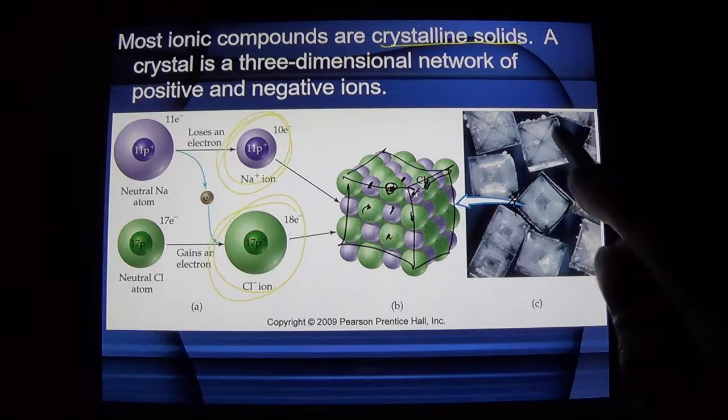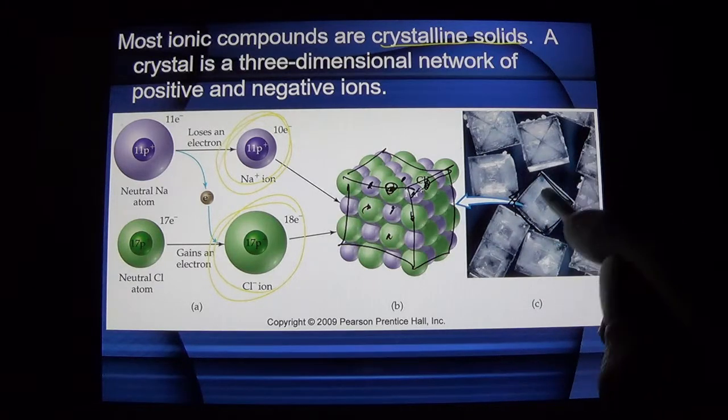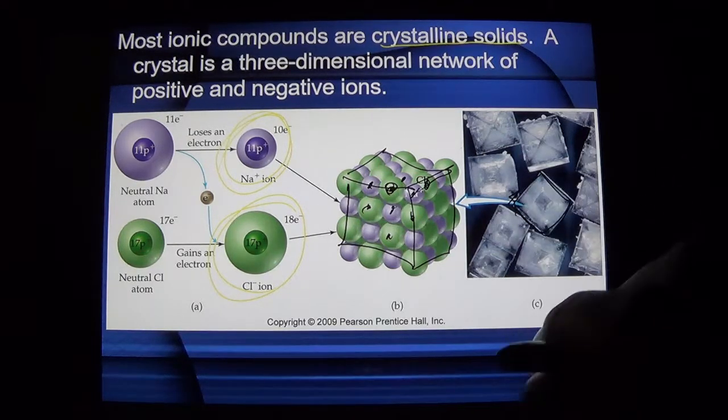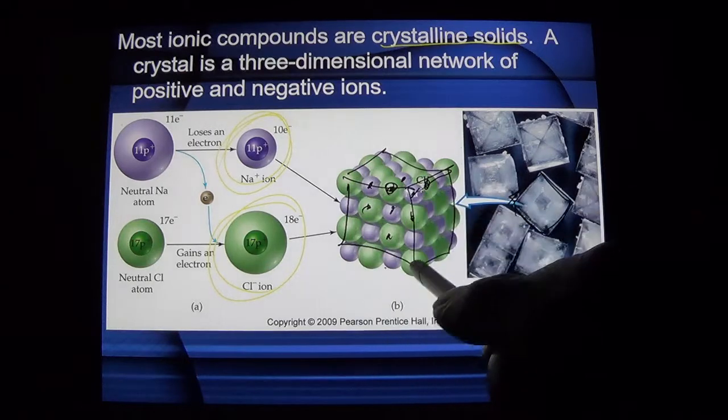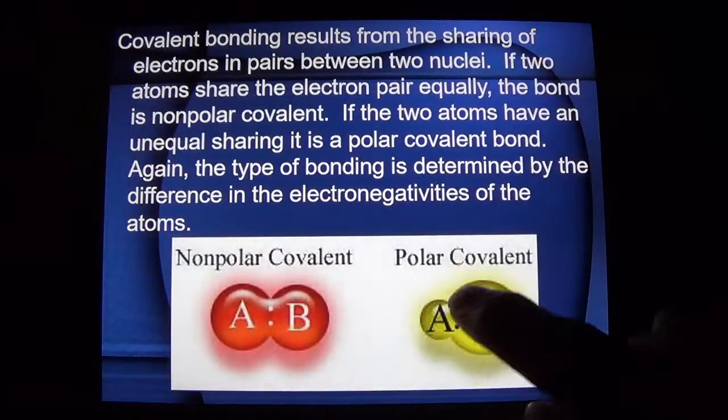If you look at sugar under the same magnifying glass, it is not going to have that kind of shape to it. And of course, different ionic solids are going to have different shapes.